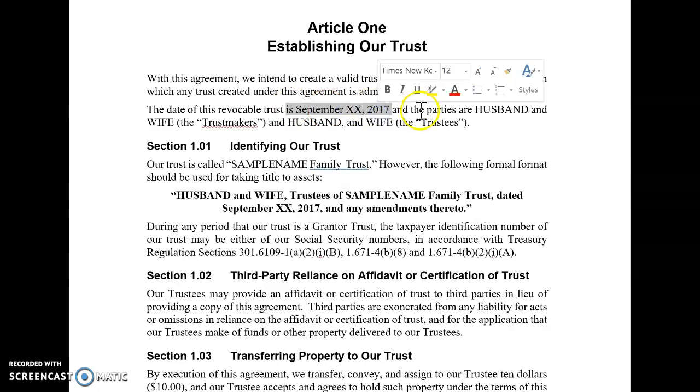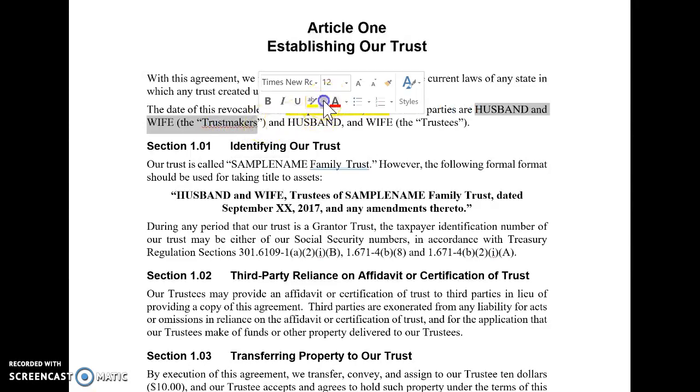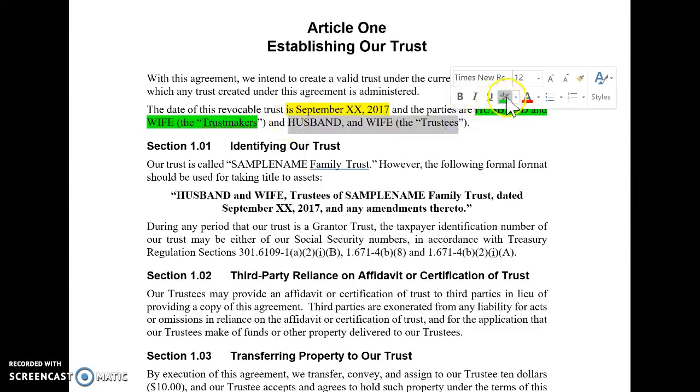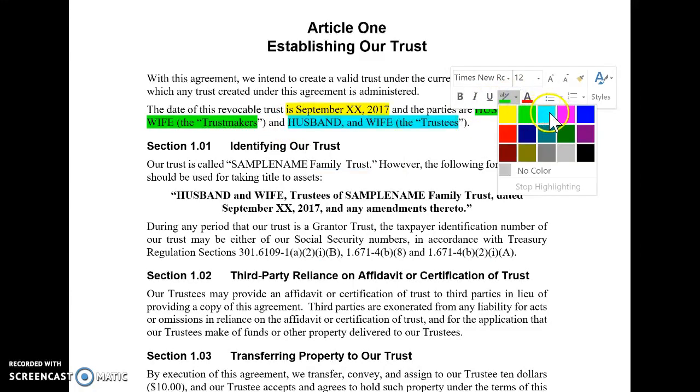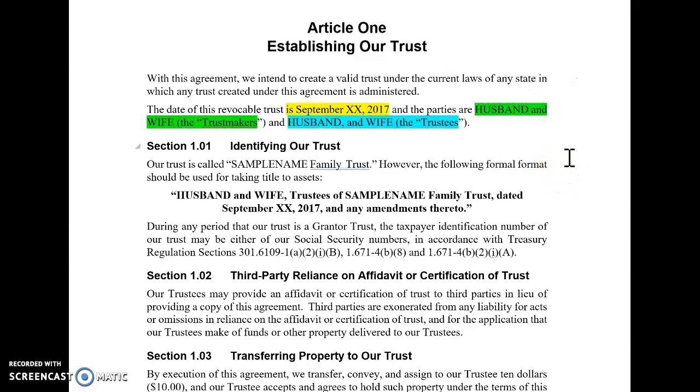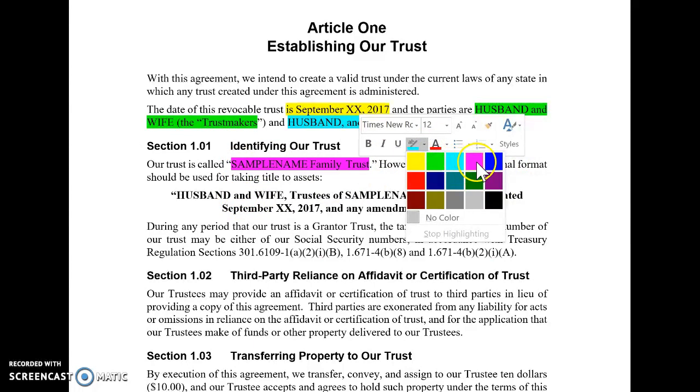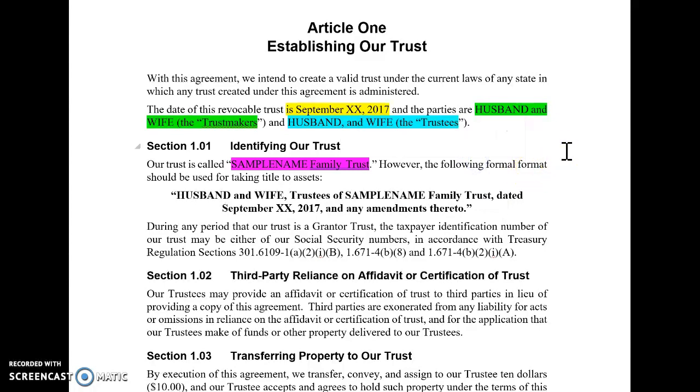Today, on today's date, right? Husband and wife are the trust makers, right? And we are forming a contract with ourselves as trustees. Okay? That's all that's going on. We're going to create a trust and we're going to name it the sample name family trust. That's all that's happening here. Okay? We've established the trust. The trust has a formal name. This is it right here.